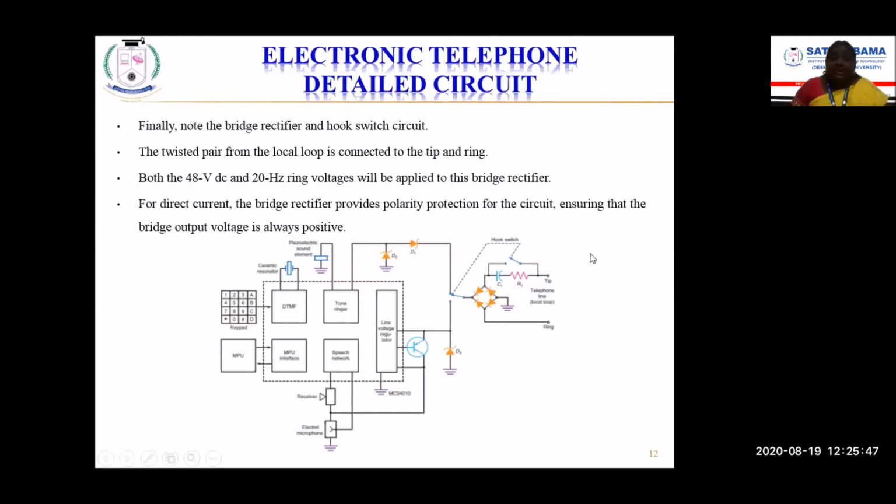At the moment when you are placing the handset on the telephone, it will be in the open circuit condition. After the call is received, you have to lift the handset, and then you will start to talk, and it will be in a closed loop condition. That functionality we will see in detail. So this is about the hook switch and the bridge rectifier circuit. This is how it is connected.